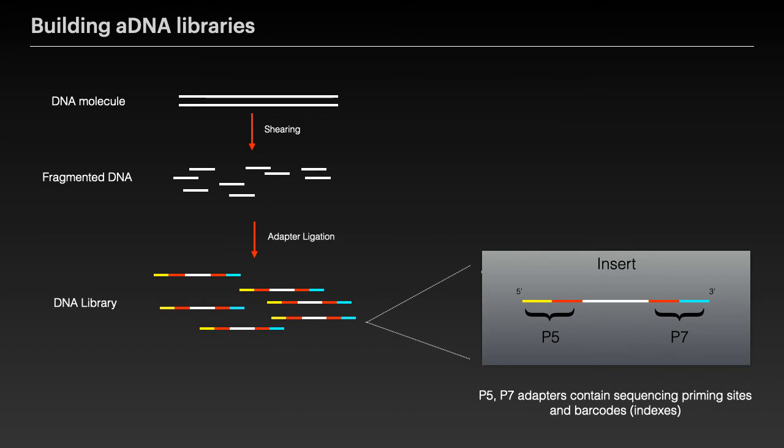So the DNA library has a basic structure. You start with a DNA molecule, double-stranded. You fragment it if it's modern. If it's ancient, you just leave it as is because it's already fragmented. You ligate adapters, and these adapters have priming sites for the sequencing primers and potentially barcodes to distinguish between samples when sequencing multiple samples at the same time.